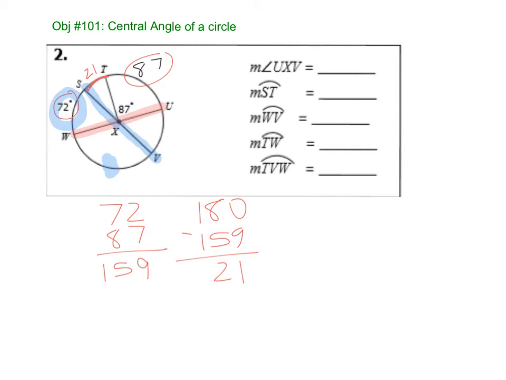There's a lot of ways of doing this. Actually, that's a bad way of doing it. Okay, we are going to have to do that. 180 minus 72 is 108. So that means over here we have 108.